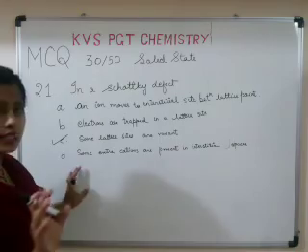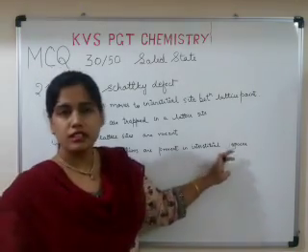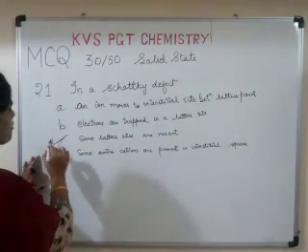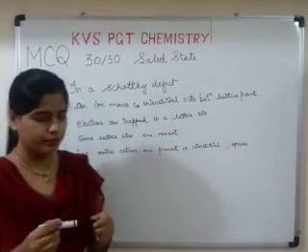Now see, let us take the fourth option also. Some extra cations are present in the interstitial sites. So this option is also wrong. So in a Schottky defect, correct answer is some lattice sites are vacant.